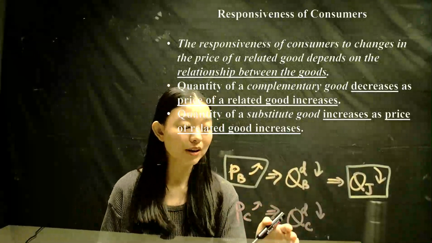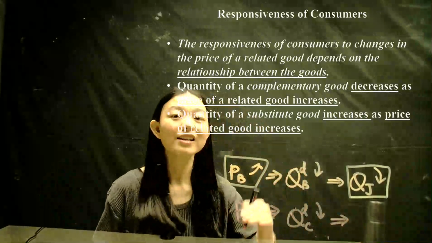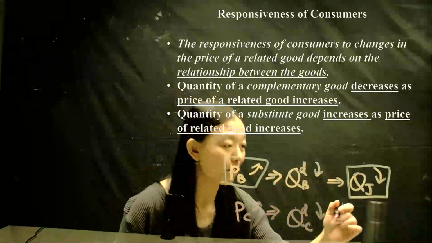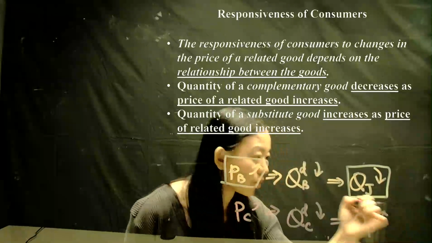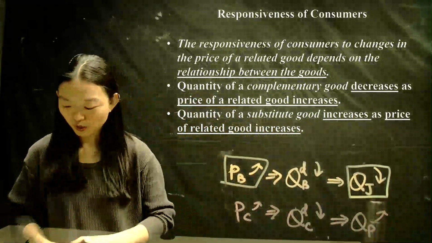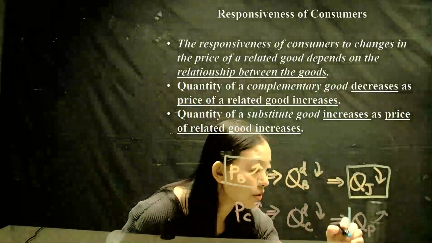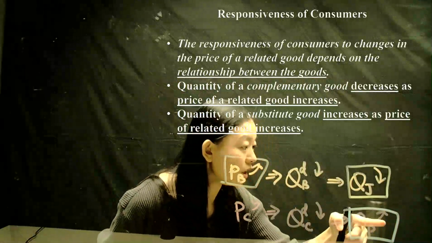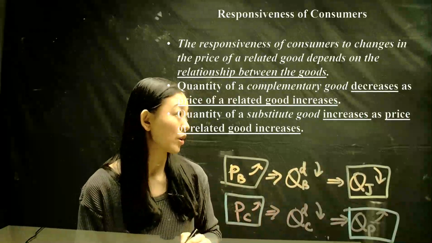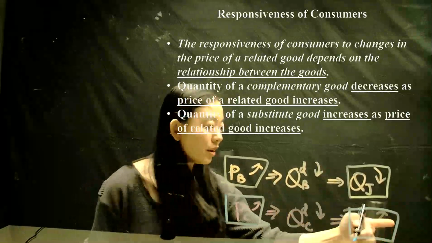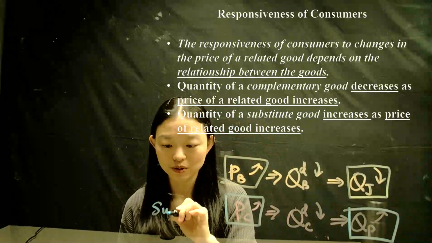And then because Coke and Pepsi are substitutes, it will also have an indirect impact on the demand for Pepsi. So Pepsi's demand will increase, right? This is why the statement says the quantity of substitutes will increase if the price of the related good increases. This reflects that they are substitutes, okay? So they are substitutes.